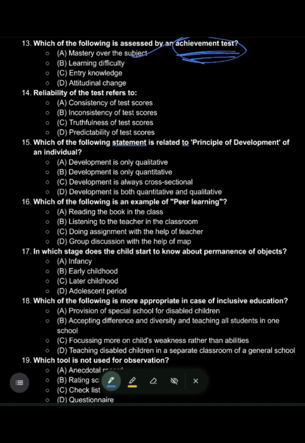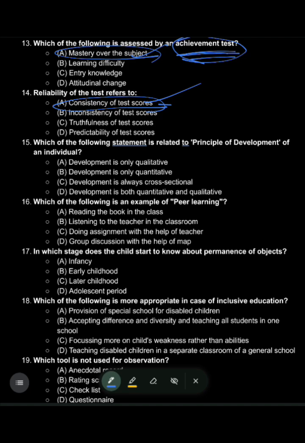Next, reliability of the test refers to consistency of test scores, inconsistency of test scores, truthfulness of test scores, or predictability of test scores. So which will be the correct answer? Reliability of the test means what? Reliability of the test means consistency of the test scores. This will be the correct answer.